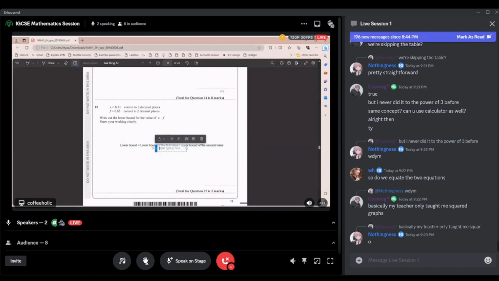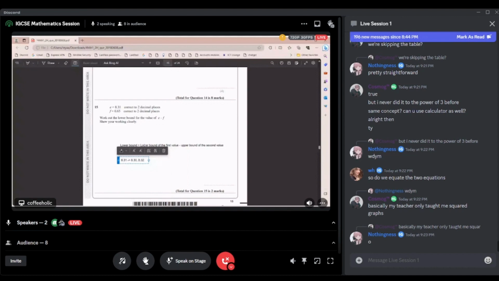Okay. So if you keep that in mind, you would then take 8.31 as your first number. Since e is the first number because it's taking e minus f, you would have to take the lower bound of 8.31 to 2 decimal places. The way to remember it is basically whatever decimal places it is, in this case 2 decimal places, try and work out the next number and the previous number with 2 decimal places. So in this case, the previous number with 2 decimal places was 8.30, and the next number with 2 decimal places would be 8.32, right?